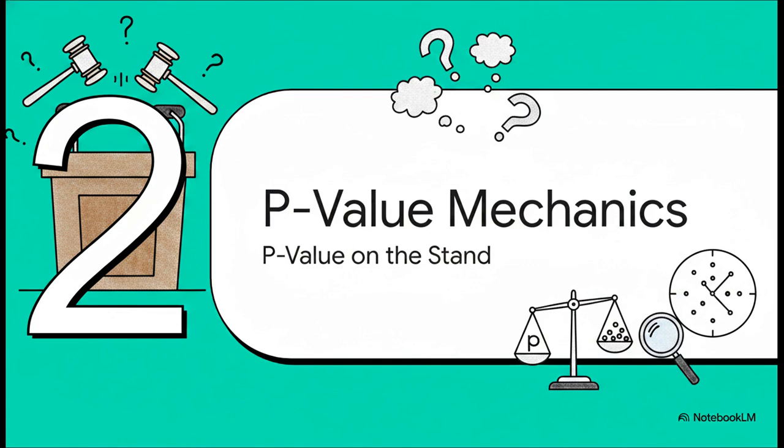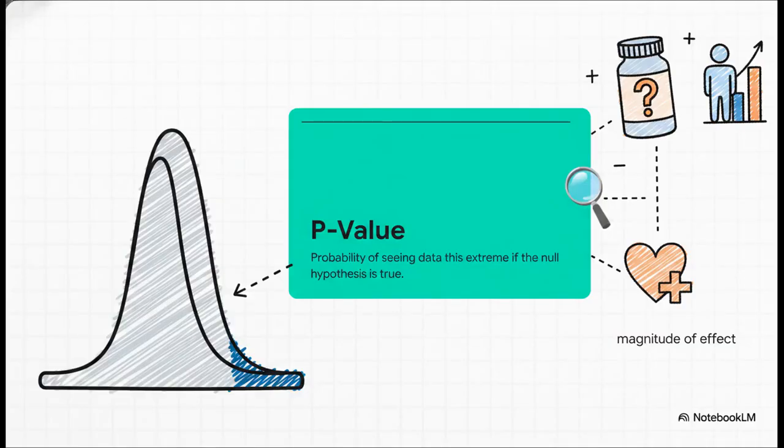Moving to Section 2, p-value mechanics explained, putting the p-value on the stand. All right, it's time to call the p-value to the witness stand. This is arguably the single most misunderstood metric in all of science. So let's audit what this number actually means. Here is the strict mathematical definition. The p-value is the probability of obtaining a result at least as extreme as the one observed, assuming the null hypothesis is completely true. The null hypothesis, remember, is the baseline assumption that the drug does absolutely nothing. The p-value tests the strength of the evidence against that assumption. What it does not do, under any circumstances, is measure the magnitude or the clinical importance of the effect.